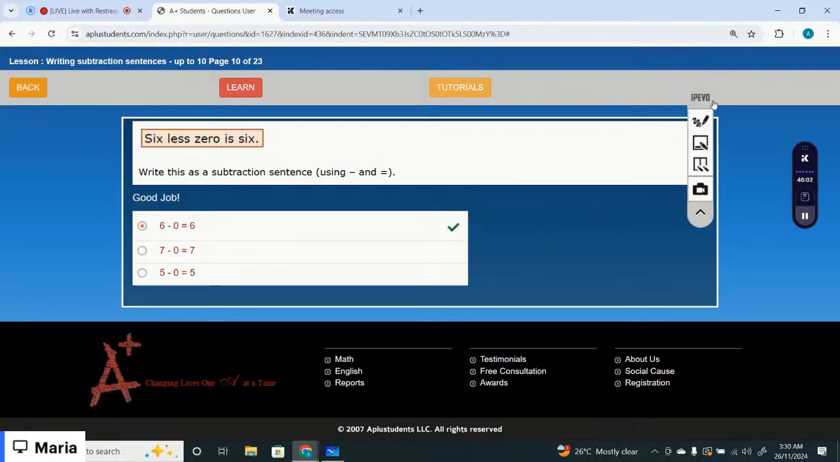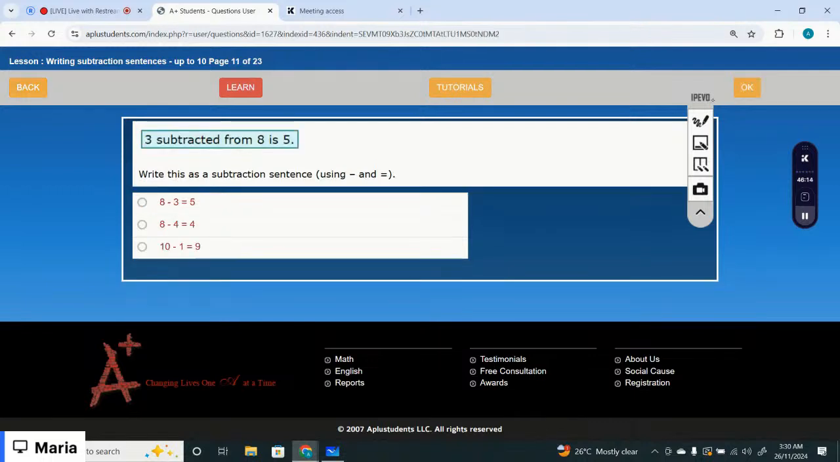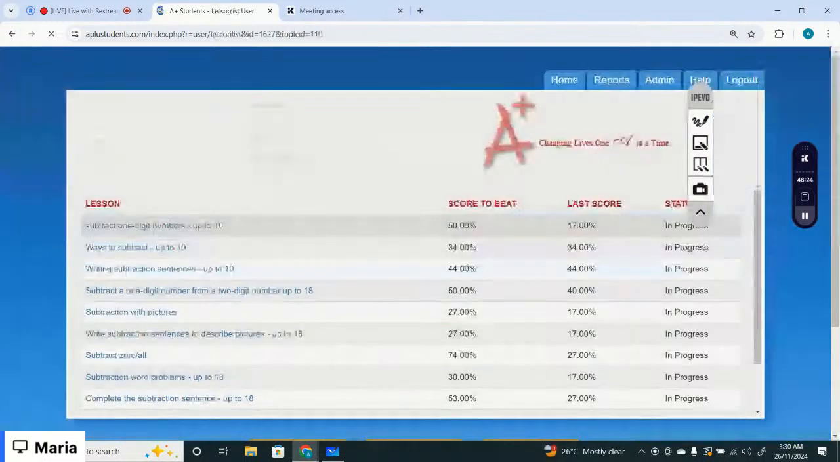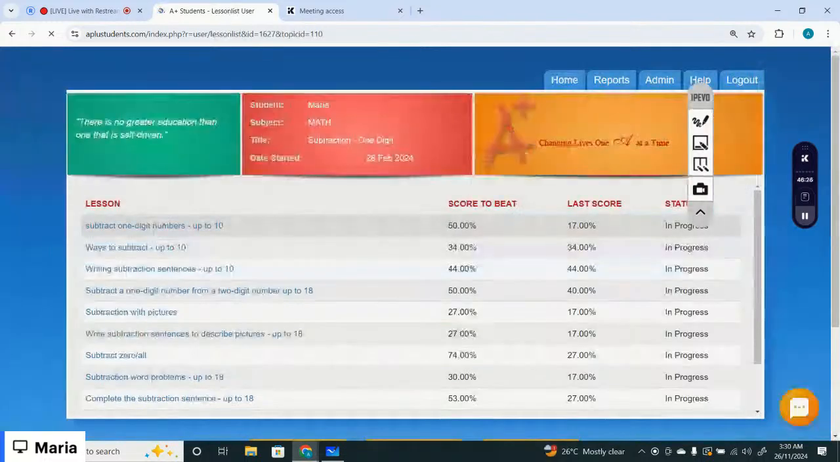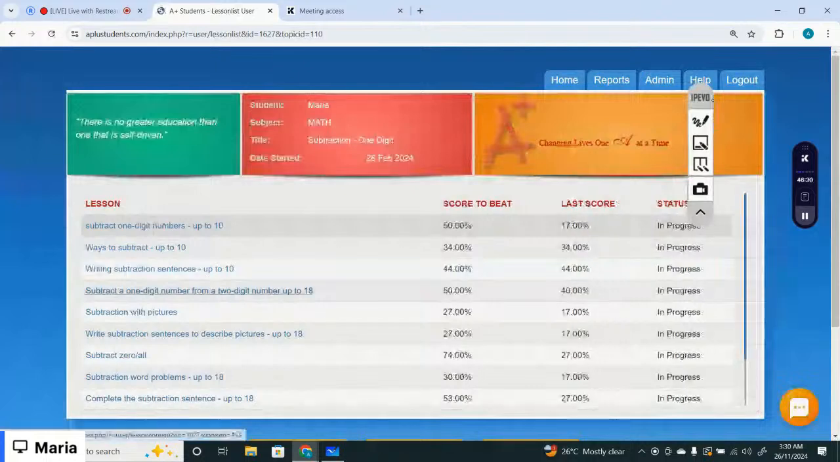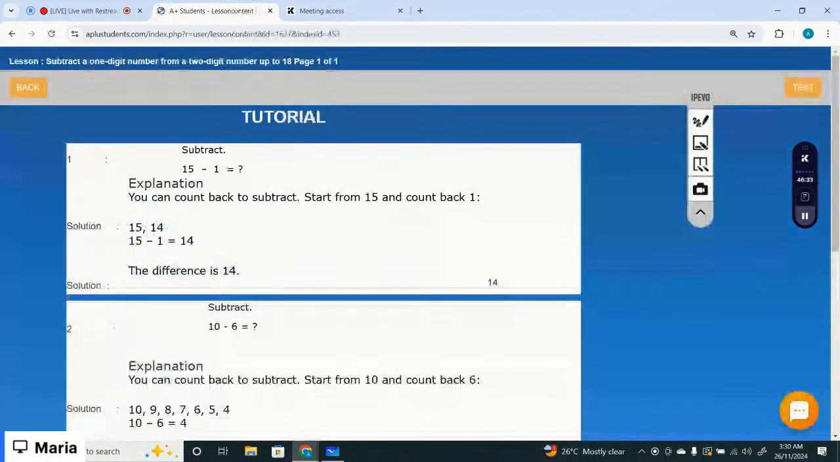Okay, you can complete the lesson by yourself later today. Let me just move on to next lesson. And the next lesson is subtract a one digit number from a two digit number up to 18. So now we're going to learn how do we subtract a number from the two digit number, right? Let's just start with the first example, that is 15 take away 1.